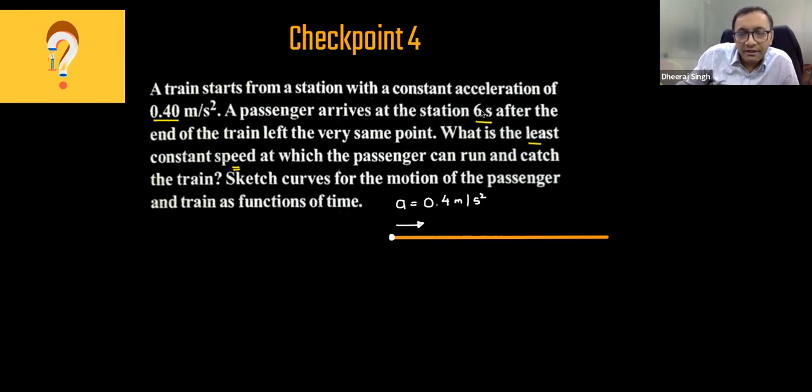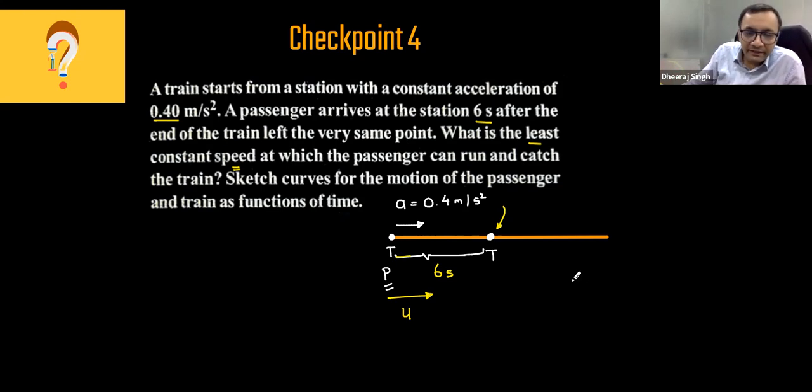A passenger arrived at the station 6 seconds after the end of the train left the very same point. So this is, let's say, the end of the train. This end will reach here by the time the passenger is here. When the passenger is over there, the train has moved forward, right? It has already left, and there is a distance between the passenger and the train. This distance is for the 6 seconds. What is the least speed at which the passenger can run and catch the train? So you need to find out with what speed the passenger should run so that he is still able to catch the train.